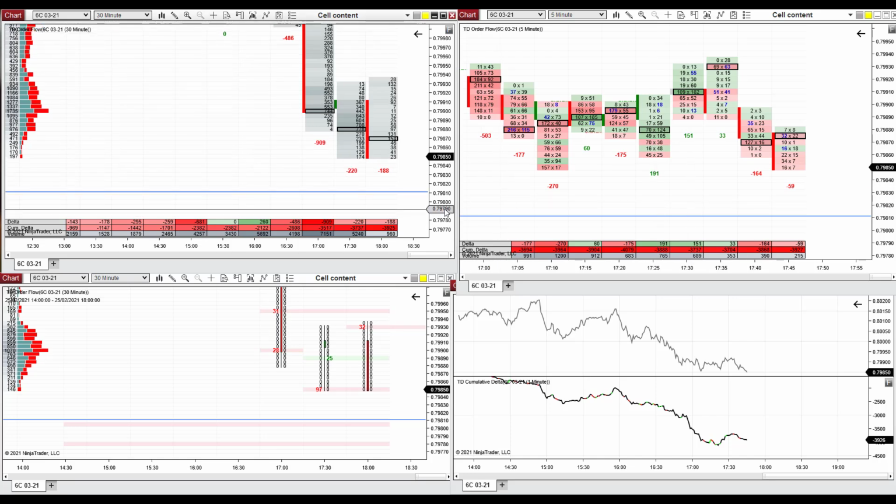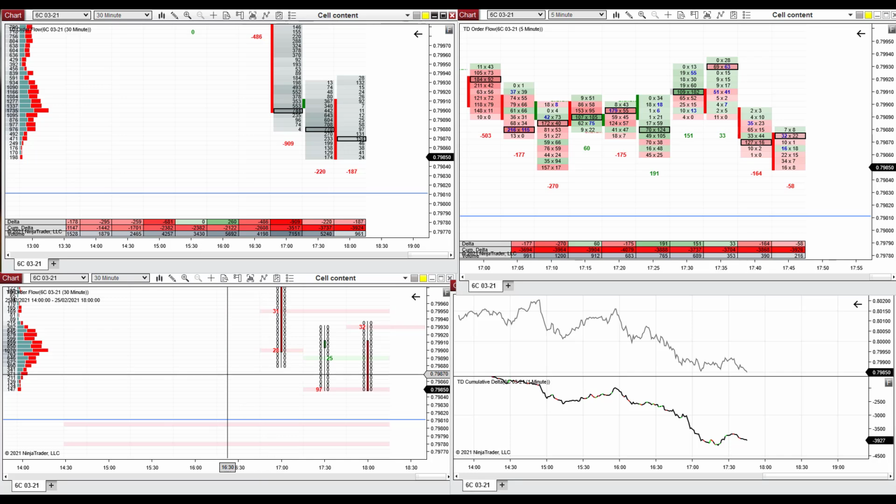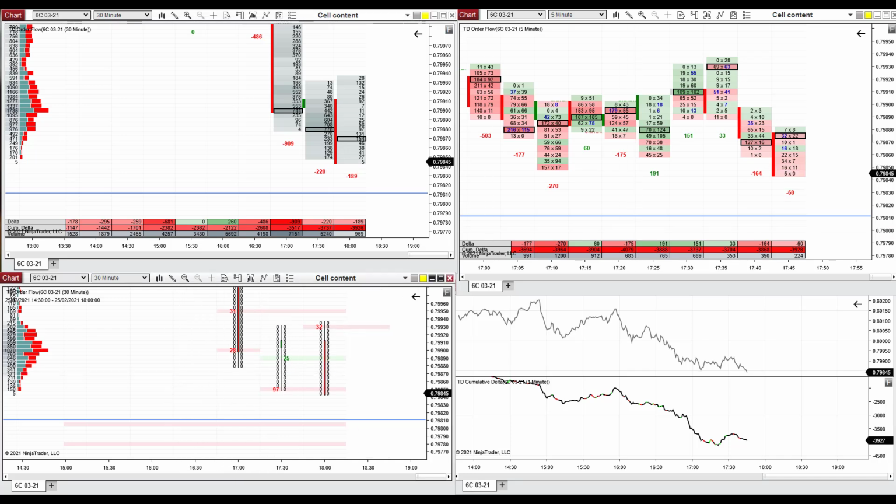I would like to see some confirmation when the level is hit. So, alright, I'll be ready. Just waiting for some confirmation: limit order, absorption, or divergence on the cumulative delta. Anything which would tell me that buyers are present around this zone.